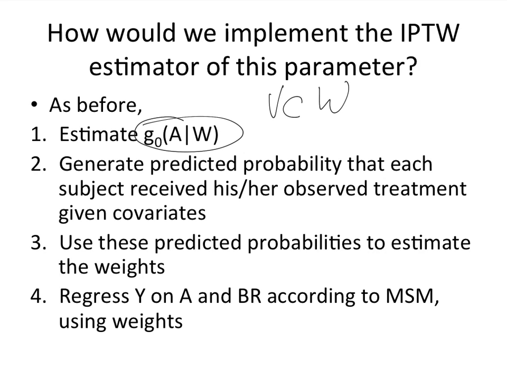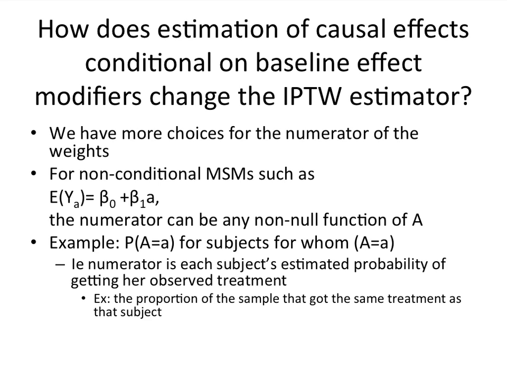So the estimator still relies on this propensity score treatment mechanism thing, so you have to estimate it. Again, we talked about parametric approaches versus superlearner or more data adaptive approaches. You get the predicted probability for each person, you use these to get the weights, and then you regress Y sub A according to the MSM using those weights. Okay, I'm sorry, this is still just looking at models that don't include V. The only difference there is you include V.